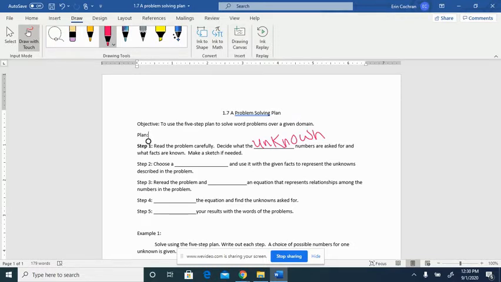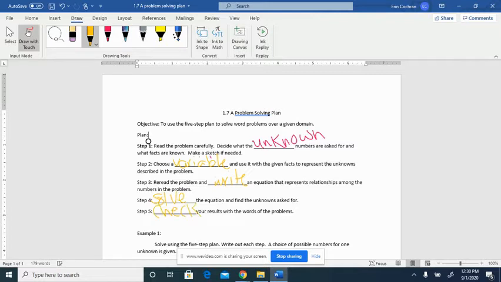Step 2 is we're going to choose a variable to represent something. So we're going to say let x equal something. Choose a variable. Step 3, reread the problem and write an equation that represents the relationship among the numbers in the problem. Step 4 is to solve the equation to find the unknowns. And then step 5 is to check our results.